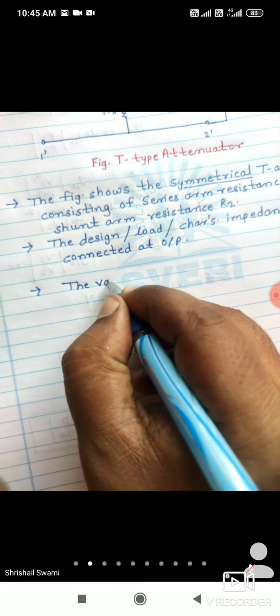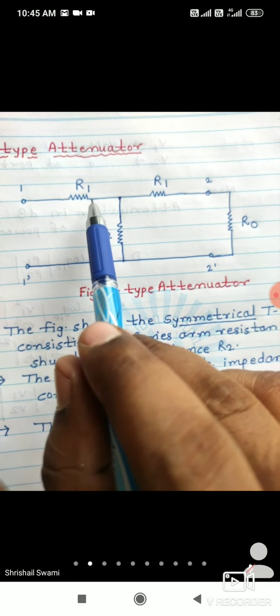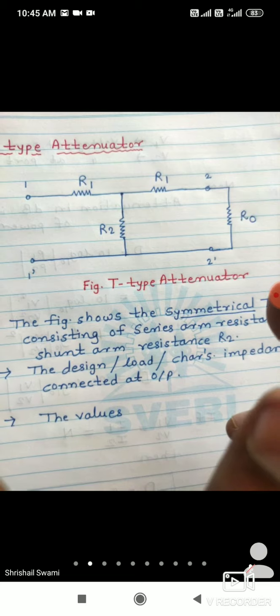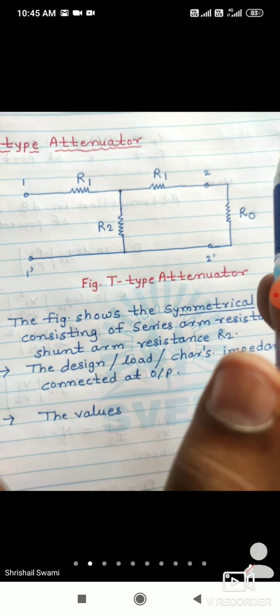Now next, the values of R1 and R2. Understood? The values of R1 and R2. We are deriving the derivation which gives the expression of R1 as well as R2. म्हणजे R1 आणि R2 चे फॉर्म्युले तुम्हाला डिझाइन करायचे. Okay, and those formulas you have to use for solving the problem or for designing the attenuator.